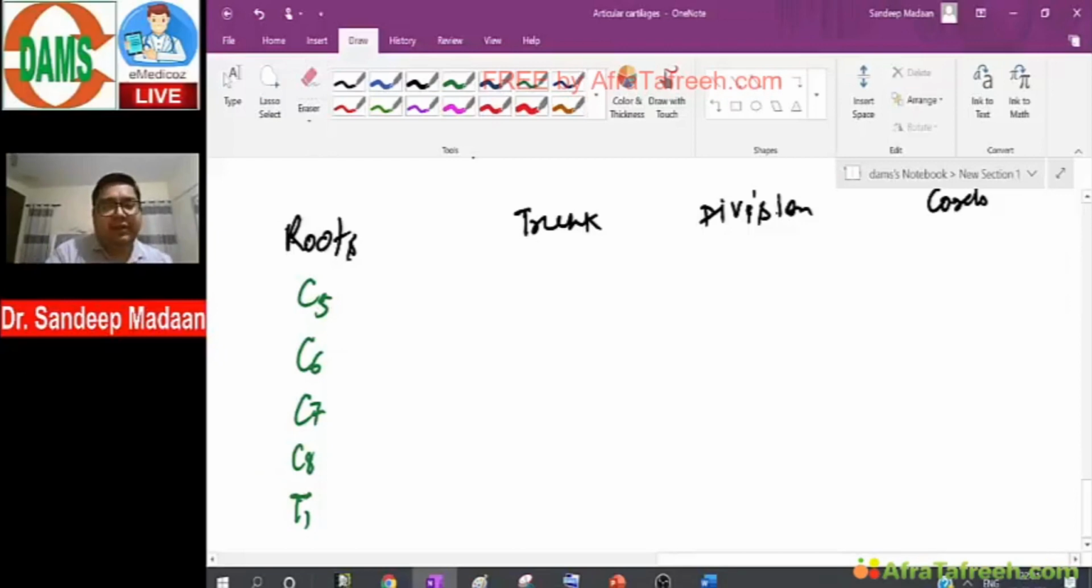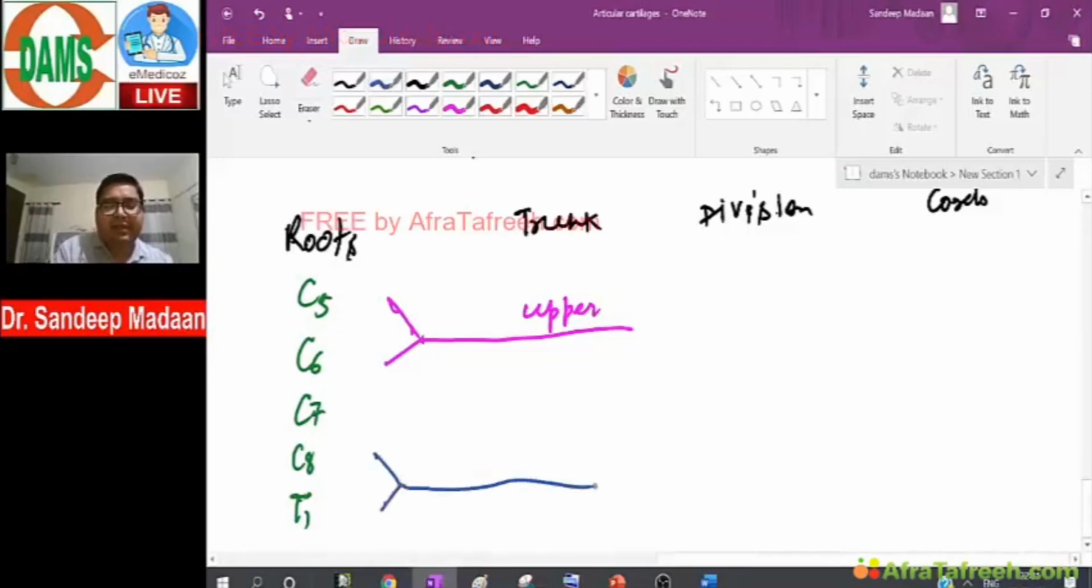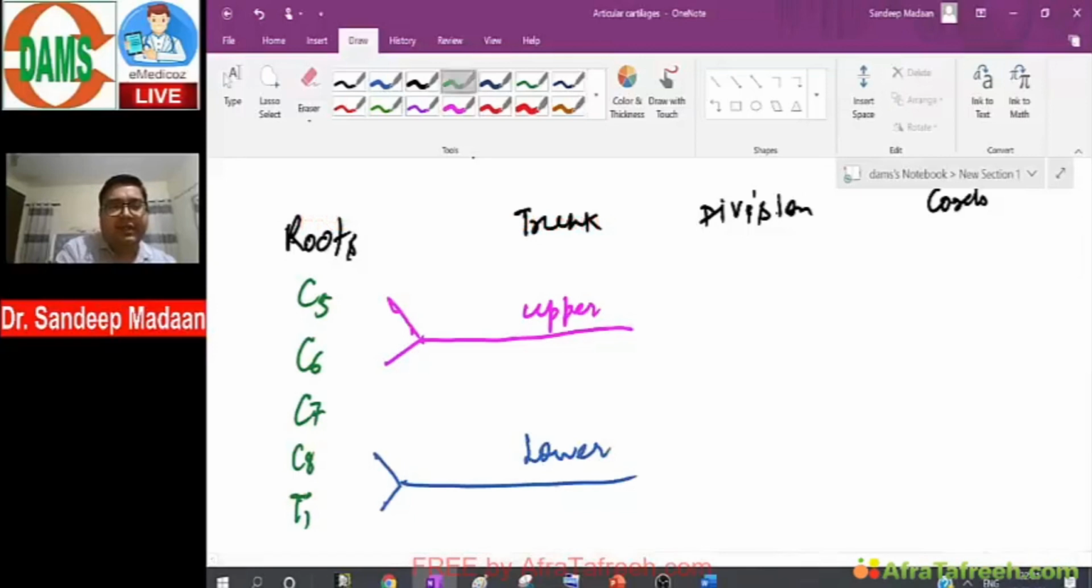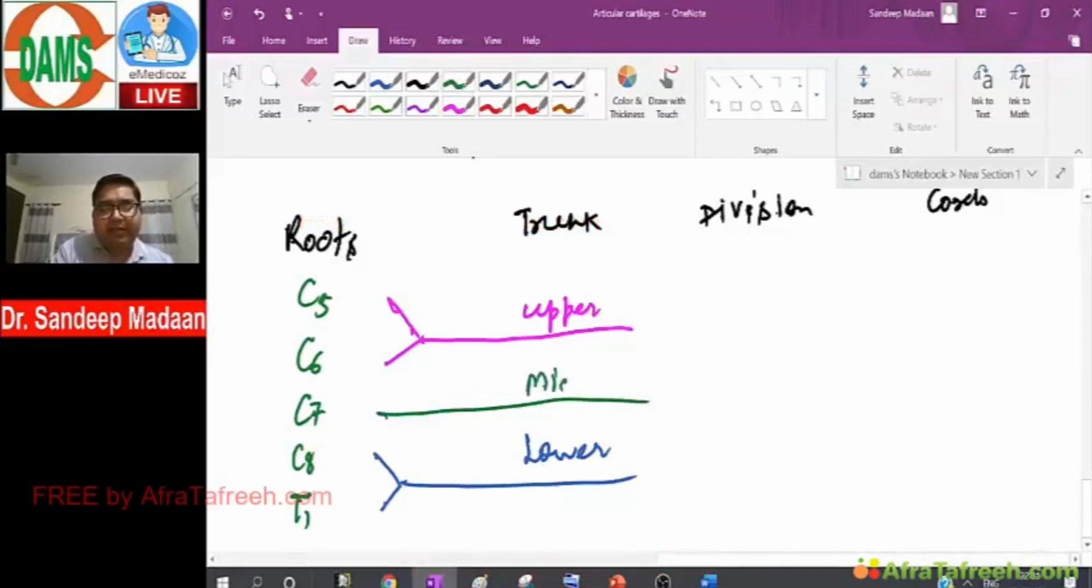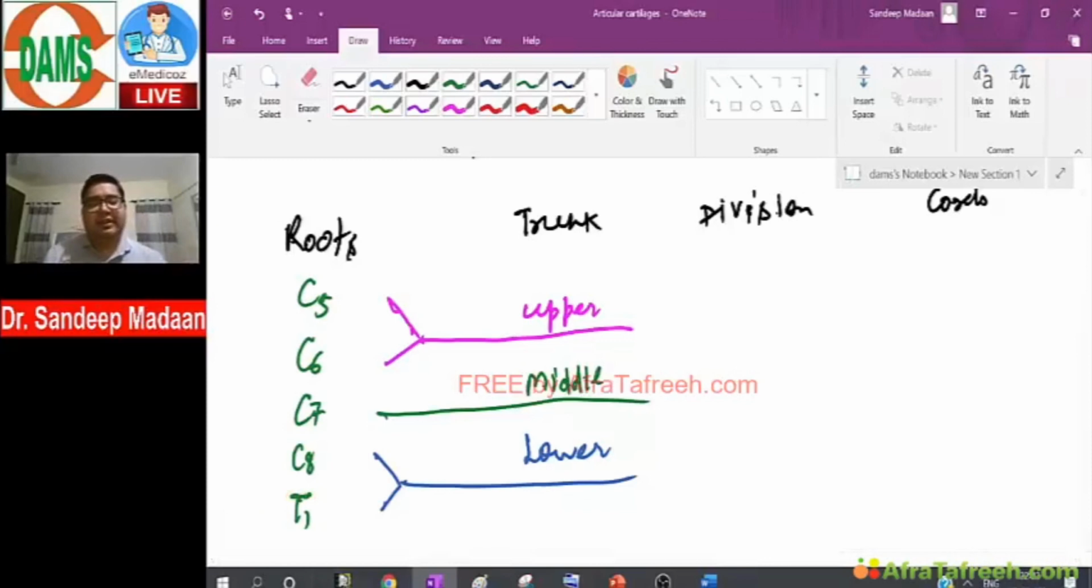Clear? Now you see C5 and C6, they come together, they make the partnership and they make the upper trunk. C8 and T1, again they make the partnership, and they make the lower trunk. Now what about C7? It remains alone, it continues alone. It makes the middle trunk. So C5, C6 upper trunk, C8, T1 lower trunk, in between only C7 middle trunk.